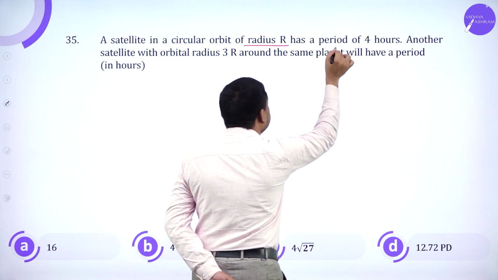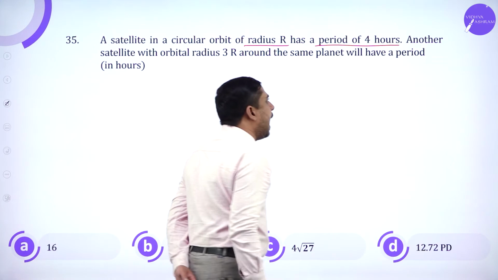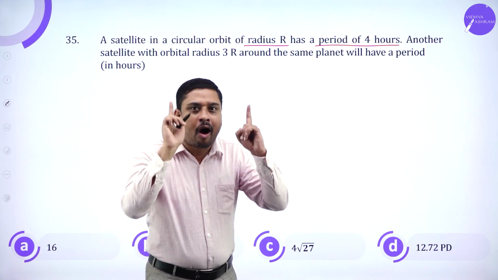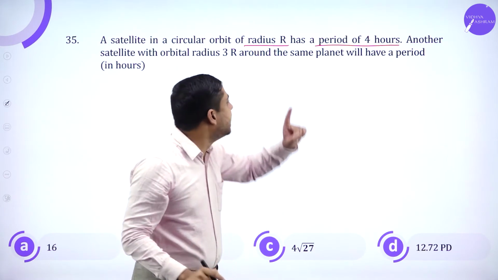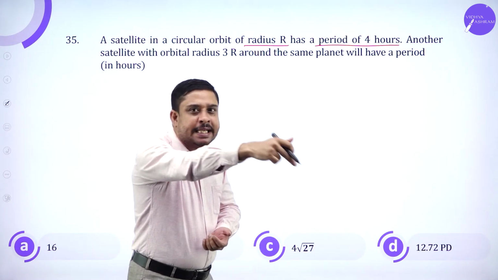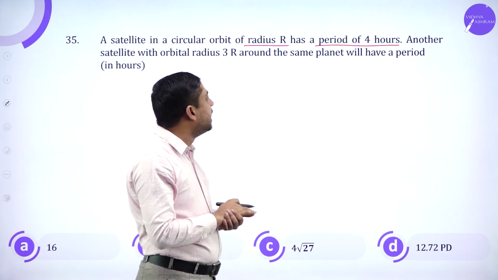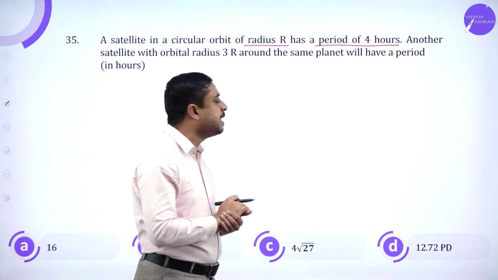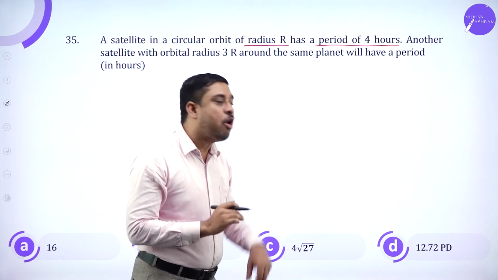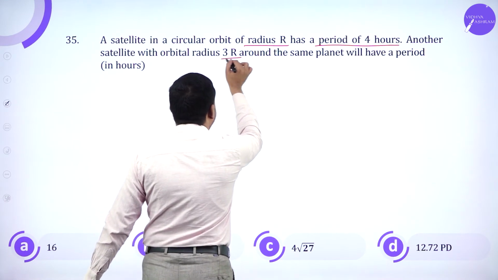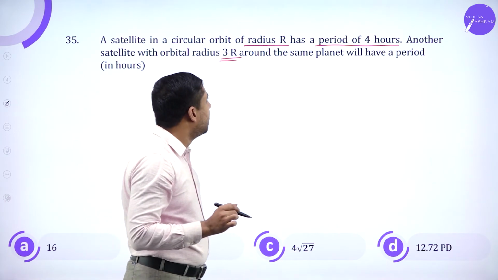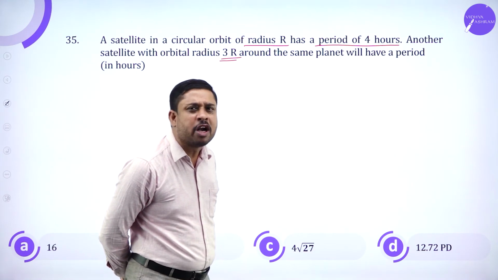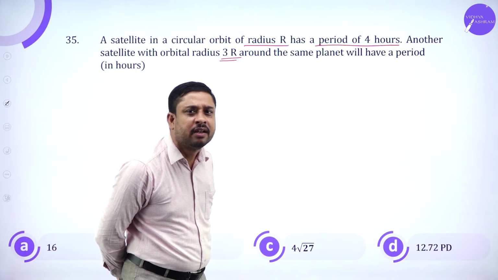Of radius r has a period of 4 hours in an orbit of radius capital R. The period of revolution is 4 hours. Another satellite in an orbit of radius 3r around the same planet will have what period of rotation?